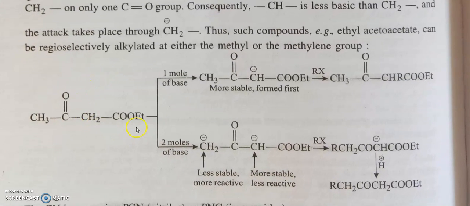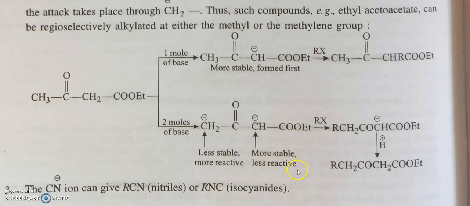You have this ethyl acetoacetate, with 1 mole of base and 2 moles of base. You have the more stable form first, and then the alkyl group attacks, and this is the product. You have the less stable, more reactive form, then the more stable, less reactive form, and then you have this product, and then with H plus you will get this product.